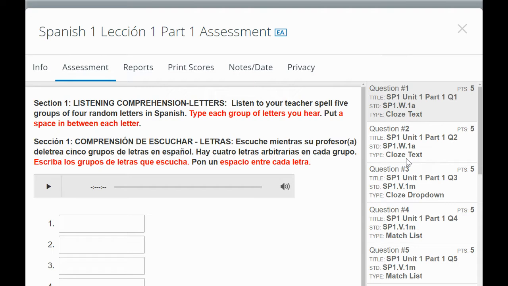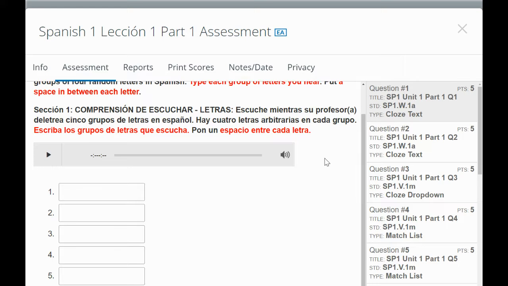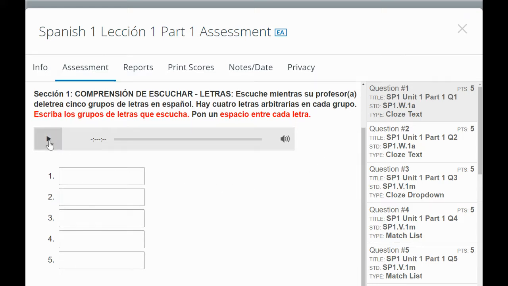This is a listening comprehension of letters. You're going to listen to your teacher spell 5 groups of 4 random letters in Spanish. Type each group of letters you hear. Put a space between each letter. Okay, so this is going to be a teacher giving you guys 4 random letters in Spanish. You type them in the blank with a space in between. Okay, so how about we just play it for you, at least number 1 for you.